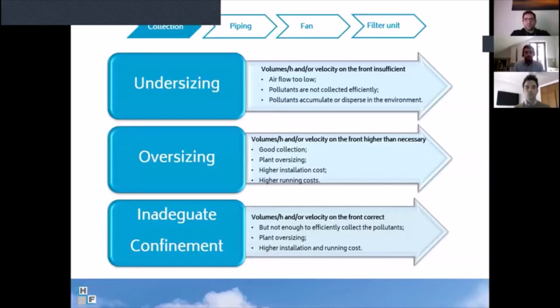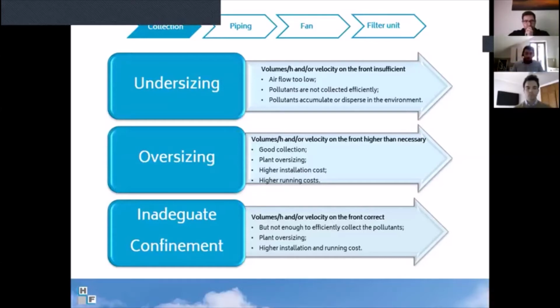But also an oversizing of the system can be a problem. Probably, but not for sure, we will have a good collection because we will have a very high airflow rate and very high speed of the air, so the collection probably will be good. But in terms of plant oversizing, there is a high cost of installation, high running cost, and high cost in terms of energy due to the kilowatt consumption of the electrical motor.